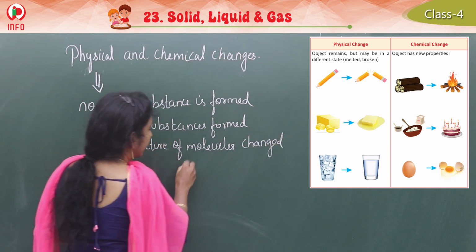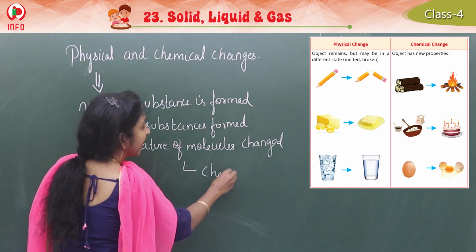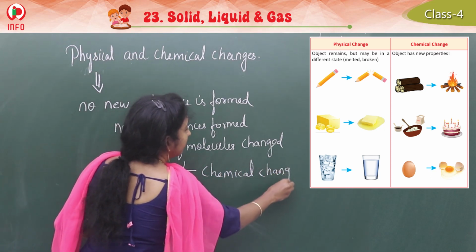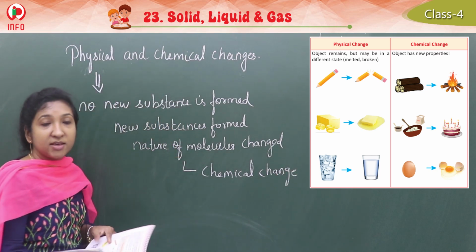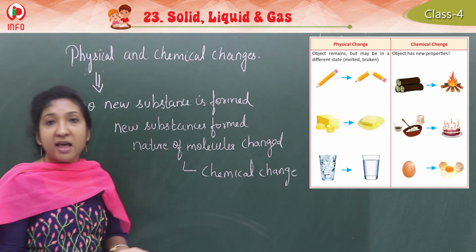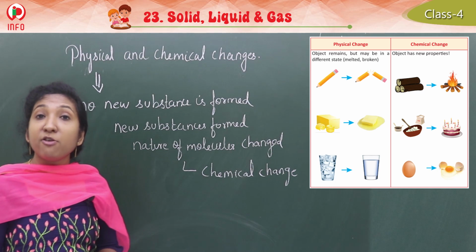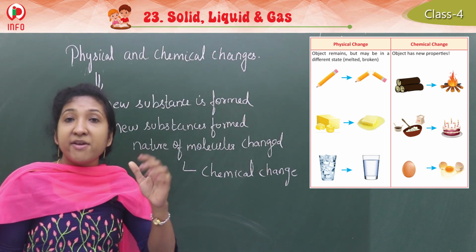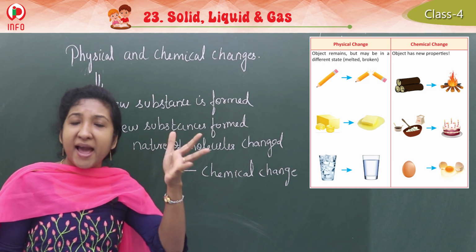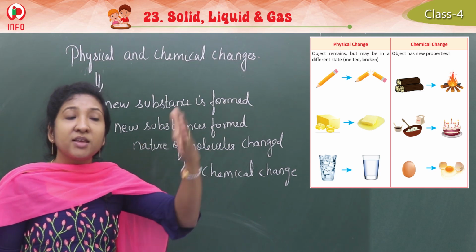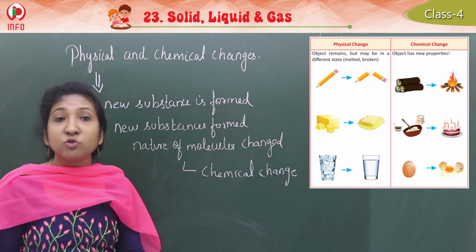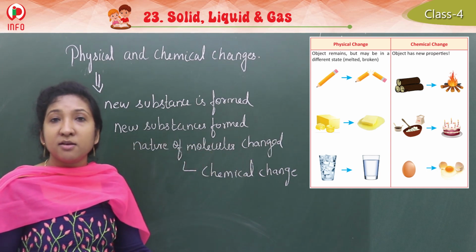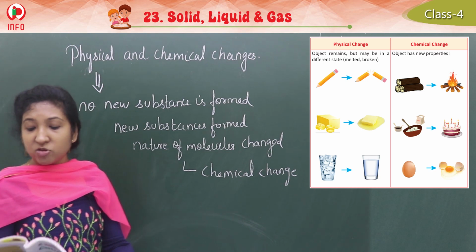So this is actually a chemical change. A chemical change is a change where the nature of molecules changes as well as new substances are formed. Rusting of iron is an example of chemical change. When iron rusts, it becomes black, isn't it? Then again it won't convert to iron. New substances are formed there. Everything changed there. So it is a chemical change.